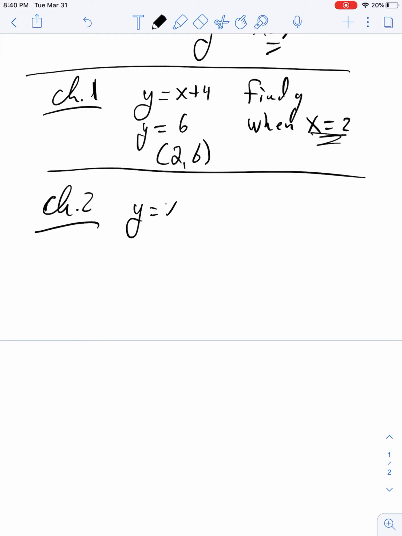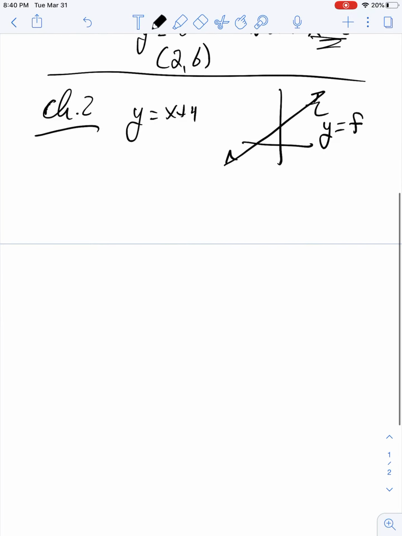Then let's say chapter 2 came along. Hopefully by then you're connecting with, let's say, the graph. And what I started doing then is saying this is y equals f. And so I would go through and say, when x is 2, what's my y value? So you have y equals 6, therefore you have 2, 6, and go ahead and find the point 2 comma 6, and so on.